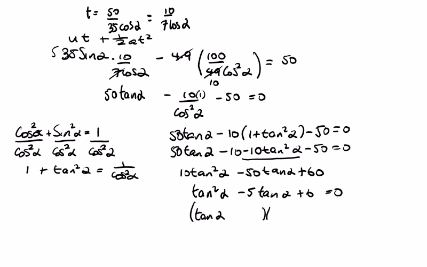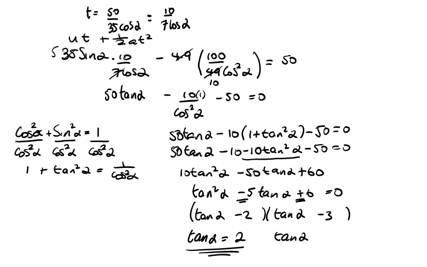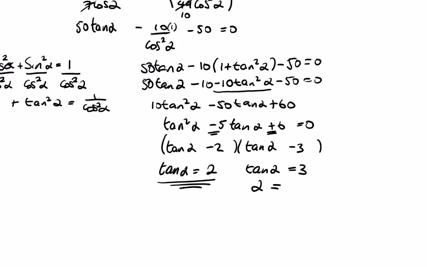Tan alpha by tan alpha gives me my tan squared alpha. 3 by 2 looks like the right numbers, and they're both minuses, so minus 2 minus 3 is going to give me plus 6 when we multiply. So tan alpha is equal to 2. Now that was the original one they gave us, and tan alpha is equal to 3. So in this case, alpha will be equal to 71.6 degrees. And the original angle would have been 63.43 degrees. I don't think we were asked for that, but they're the two angles of projection that would enable this projectile to hit the target.